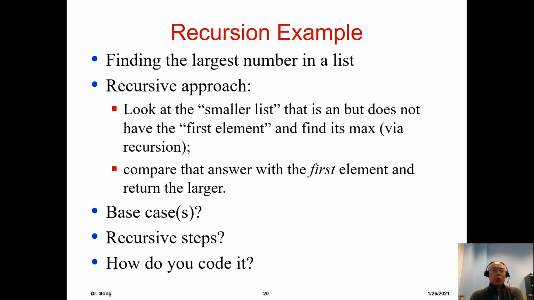Well, how about we do it this way? If we have a list, we hold the first element, and then for the remaining n minus 1 values, we want to find the max. So we hold one value, and then for the remaining n minus 1 values, we want to find the max, and we want to do a comparison. If the first value is larger than the largest one in the remaining n minus 1, this one is the largest. Otherwise, that one is the largest. Okay? So this is a hint for you guys, and I'm going to leave this problem to you, and you should be able to, number one, design the algorithm, and number two, code that.